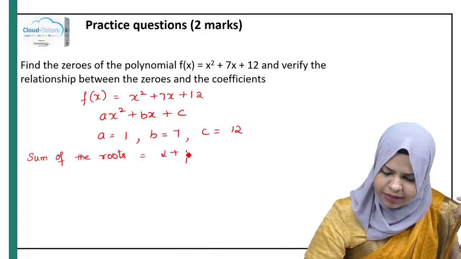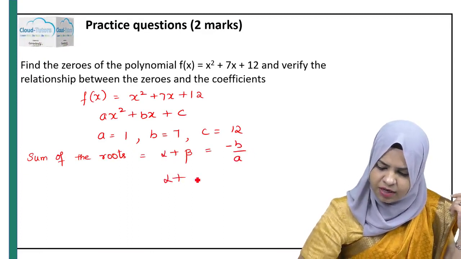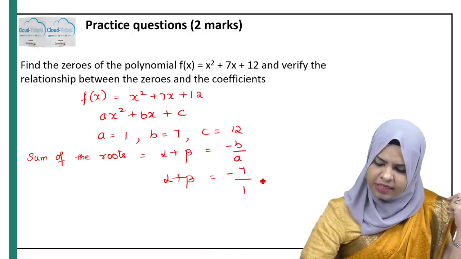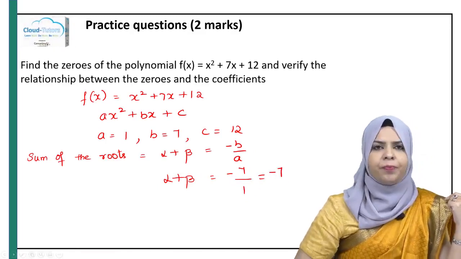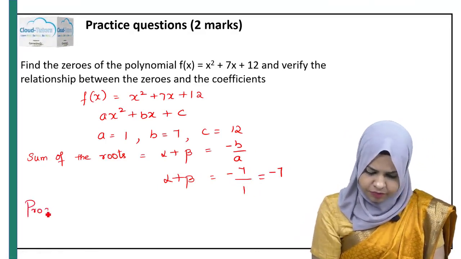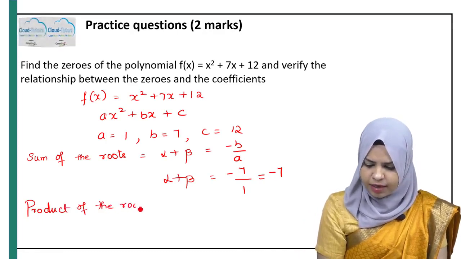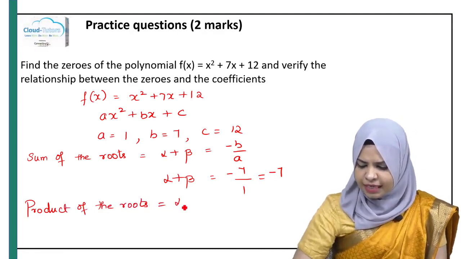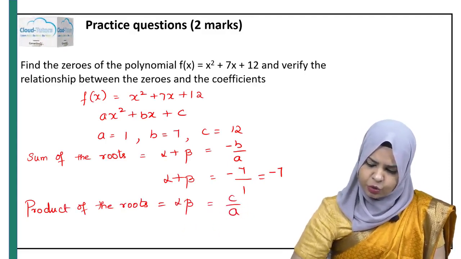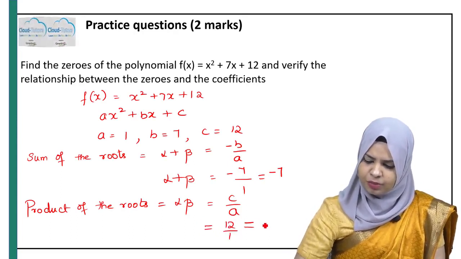Alpha plus beta, and this is given as minus b by a. So alpha plus beta is equal to minus 7 by a, and a is 1, so it is minus 7. Now let's see the product of the roots. What is the product of the roots? It is alpha beta and it is given as c by a. Now what is the value of c? It is 12 by 1. That is nothing but 12.